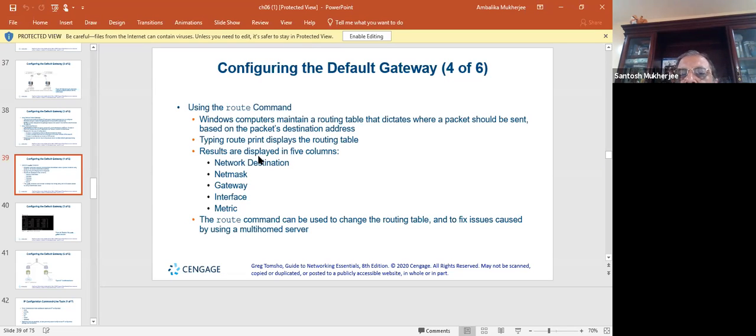So for the configuration of the default gateway, using the route command, Windows computers maintain a routing table that indicates where the packet should be sent. As I said, by default, it says where the packet should be sent, with the proper packet address and the packet destination's address. Typing route print displays the routing table.